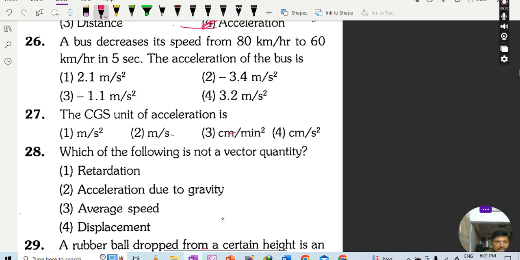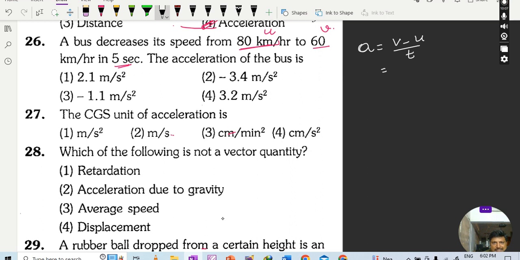A bus decreases its speed from 80 km per hour to 60 km per hour in 5 seconds. Find the acceleration of the bus. Already we know very well acceleration is equal to rate of change of velocity, that is v minus u by t. Here 80 km per hour is the initial speed or initial velocity, and 60 km per hour is the final velocity, and time is 5 seconds. Then calculate the acceleration.